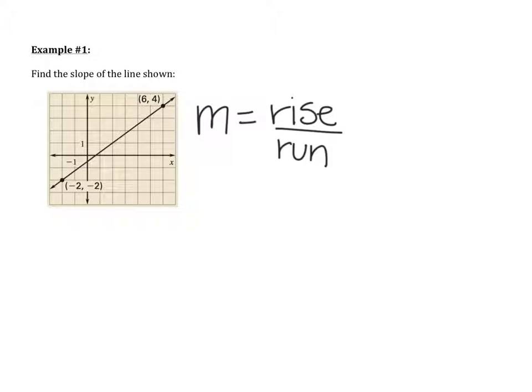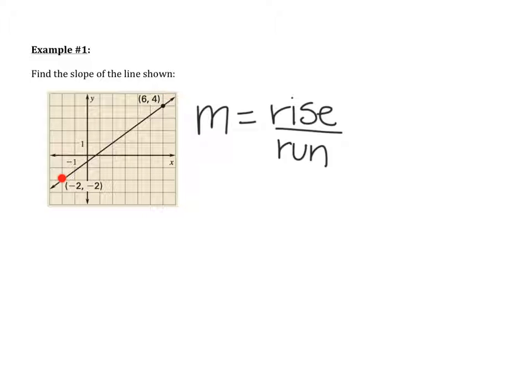Rise is how much it's changing up and down. The run is how much it's changing from left to right. When I'm given the graph of a line and I'm asked to find the slope, I always start off with my leftmost point, which in this case is (-2, -2). The first thing I'm going to find is the rise, which is how much it's either going up or going down. This graph is going uphill, so it's going to be a positive slope.